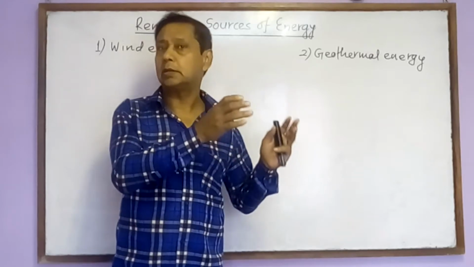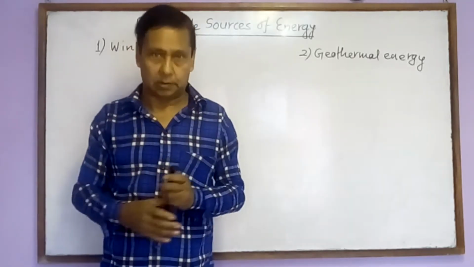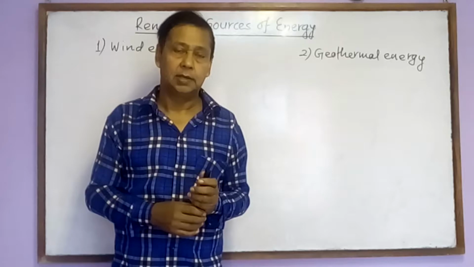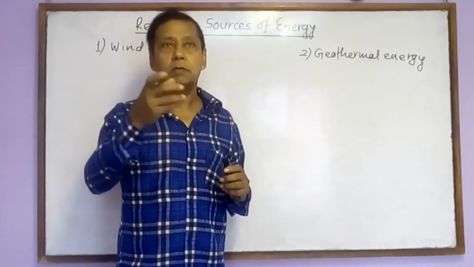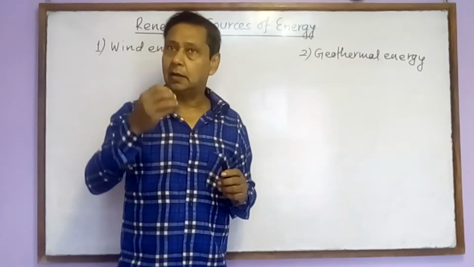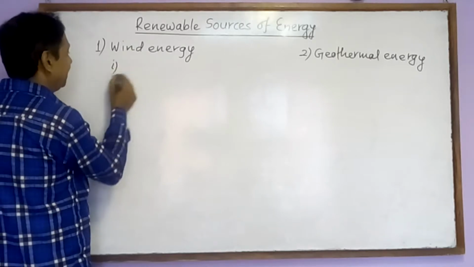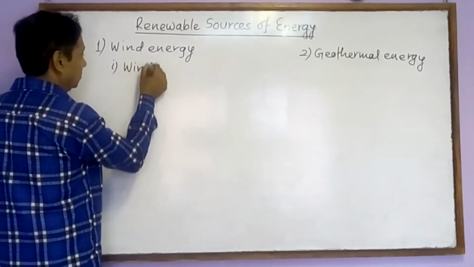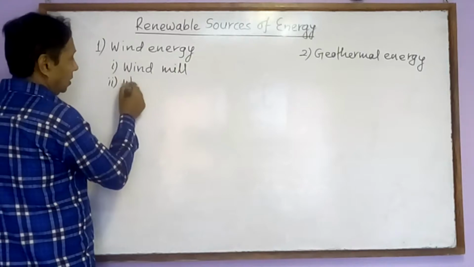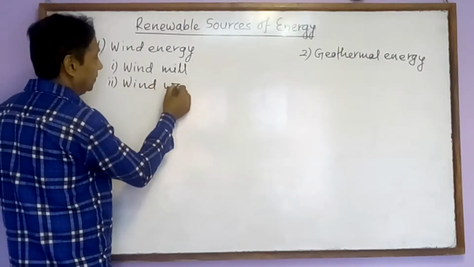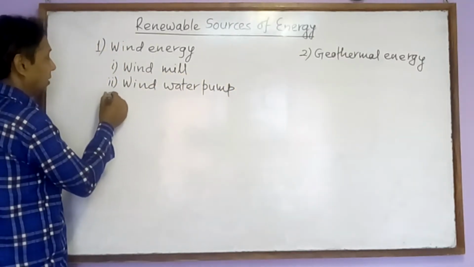And how do we use this mechanical energy, which is in the form of wind, in our different work or daily work? There are some devices, some methods of using wind energy. If you are told to write the devices which utilize wind energy, then you can write about this. Number one, windmill. Number two, wind water pump. And third one, we can say wind power plant.